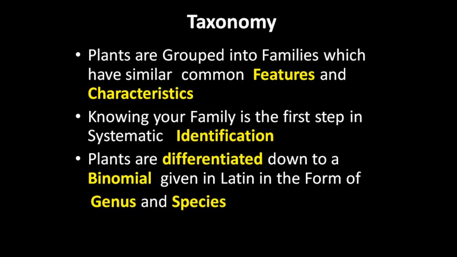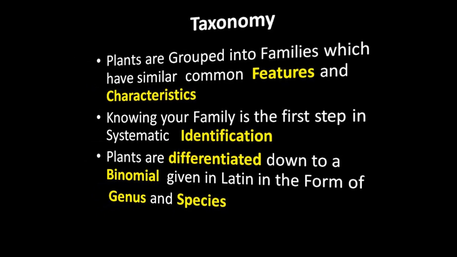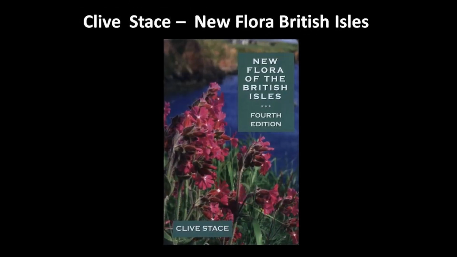So it follows that knowing your plant families is the first step in systematic identification, where plants can be differentiated down to a binomial given in the Latin form of genus and species, i.e. 2 parts. There are of course times when the features and characteristics of plants are so similar we need to drill down using dichotomous keys, which we find in expert volumes such as Clive Stace, The Flora of the British Isles. And we'll be dealing with dichotomous keys in more advanced episodes.